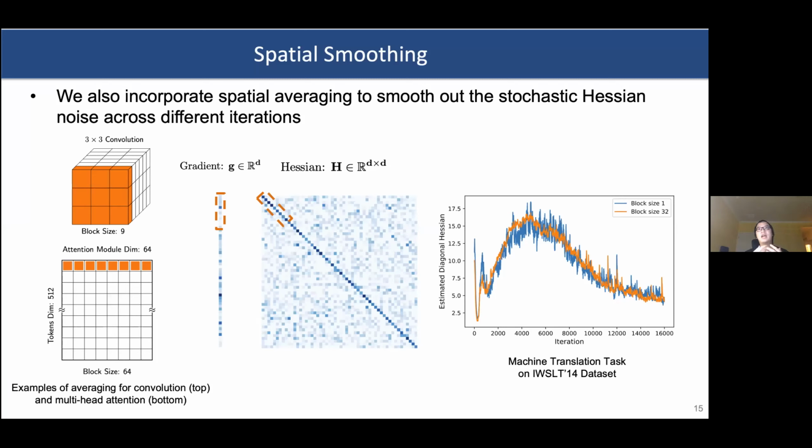So how can this help in your training? Here we show one example on the machine translation task. One uses block size one. Basically, you treat each dimension independently. As you can see, the Hessian information has some noise over your whole training from iteration 0 to iteration 16K. However, if you use block size 32, the orange curve, you can see the noise is reduced a lot.